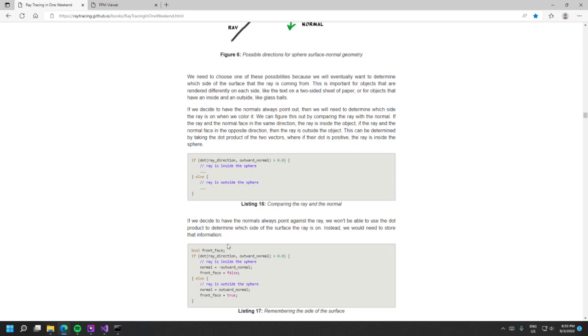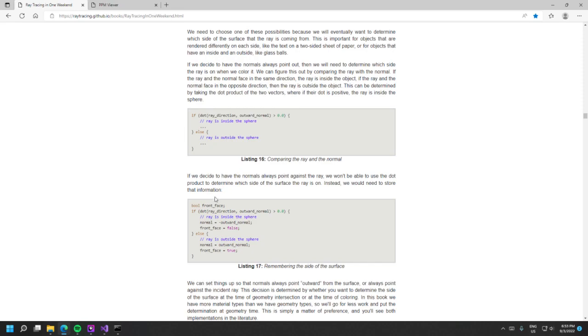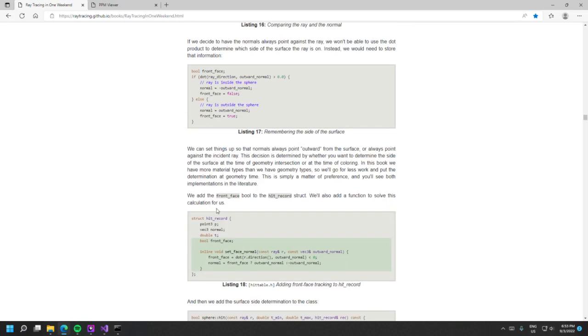Okay. If we decide to have the normals always point against the ray, we won't be able to use the dot product to determine which side of the surface the ray is on. Instead, we would need to store that information. Okay, so we store it in a boolean. Yes. We can set things up so that normals always point outward from the surface, or always point against the incident ray.